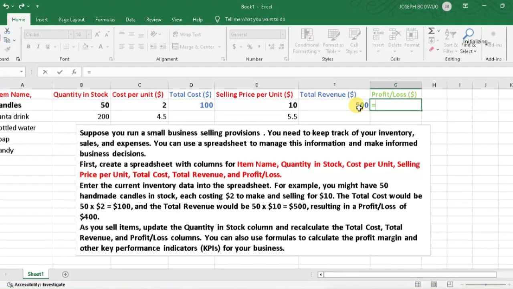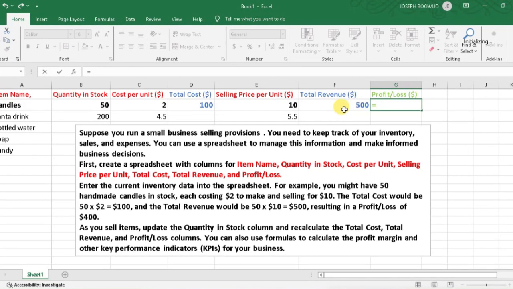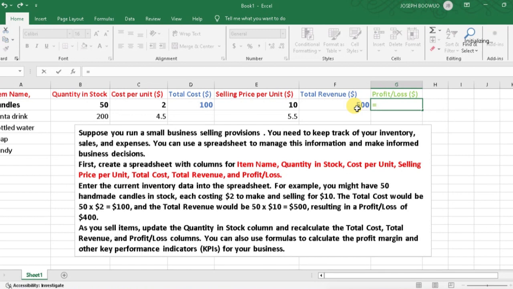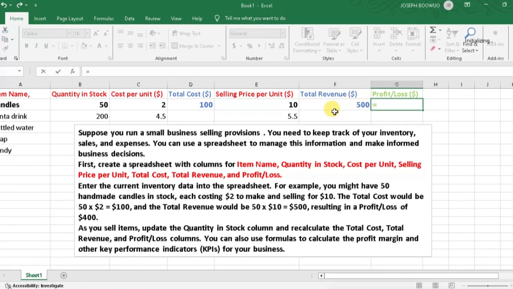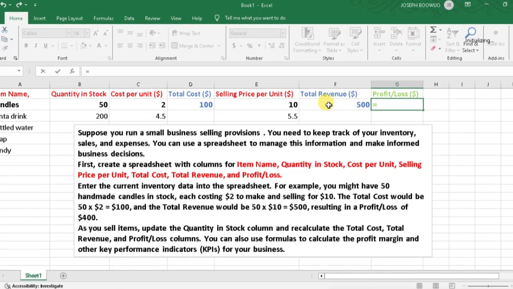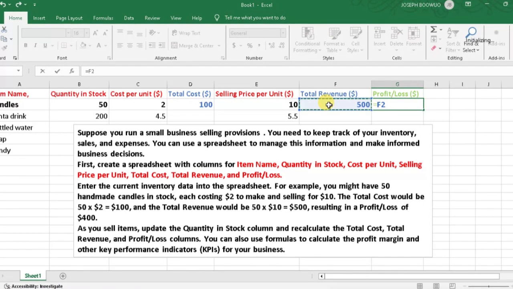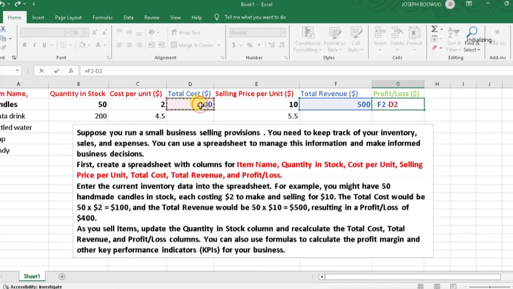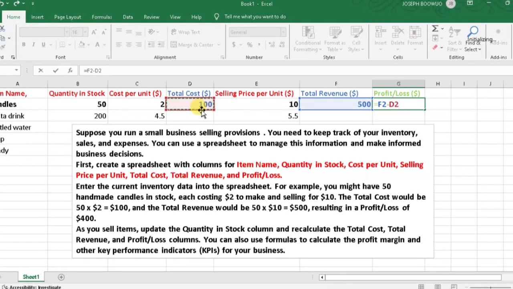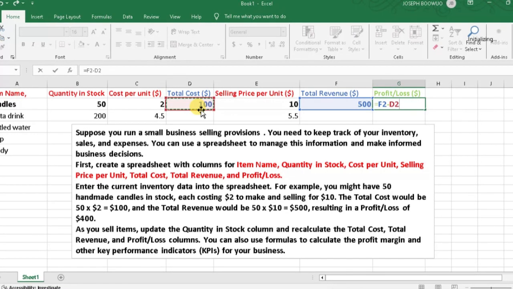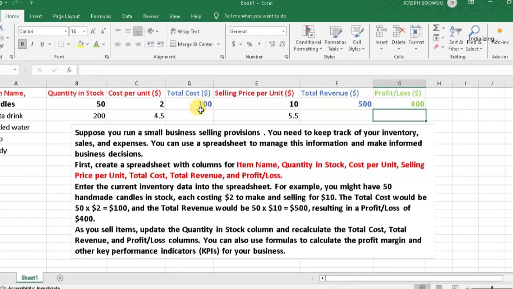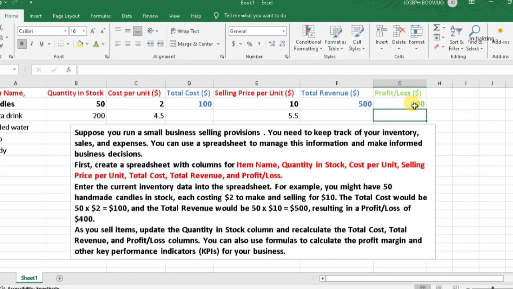We are not going to be typing it and calculating this step by step, but it's going to do it once and for all. So I'm going to use the cell name, that is F2 minus D2. So the total revenue minus the total cost is going to give me the profit or the loss.